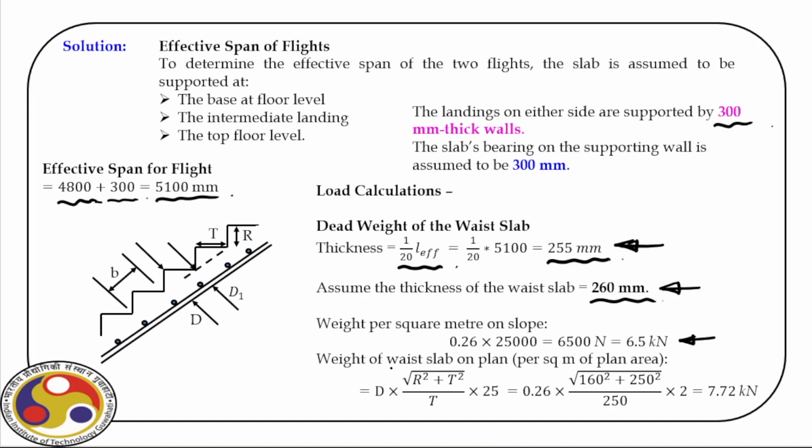Then the weight of the waist slab on plan per square meter plan area. That is capital D, which in our case is 0.26, times this factor times 25. So effectively we have 7.8 0.72 kilonewton.